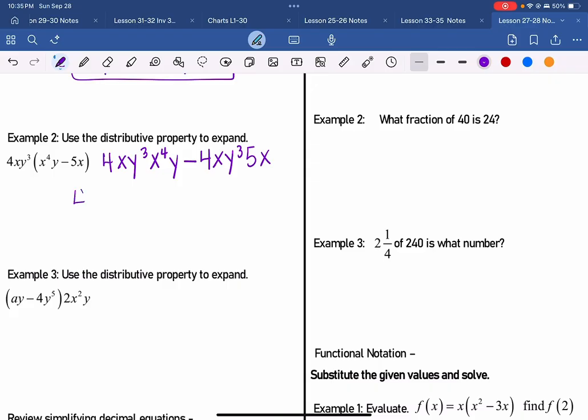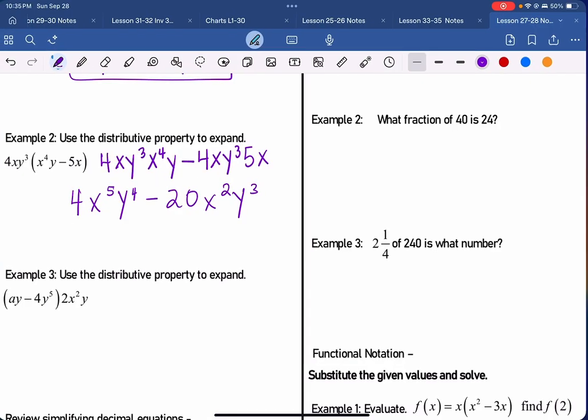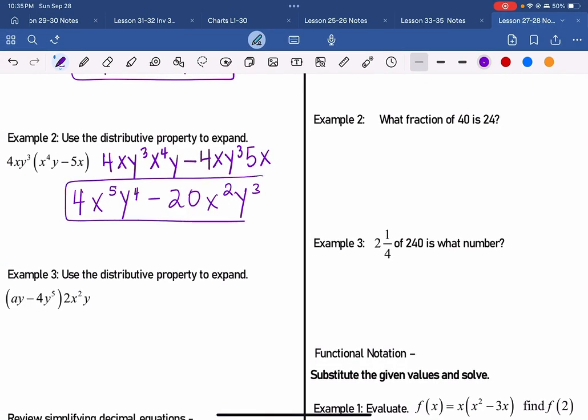This is going to become 4x to the 5th, y to the 4th, minus, you see this 4 and this 5, we're going to multiply them to make them 20, x squared, y cubed. Okay? Because this x and this x became x squared. This x and x to the 4th became x to the 5th. This y cubed and this y became y to the 4th.